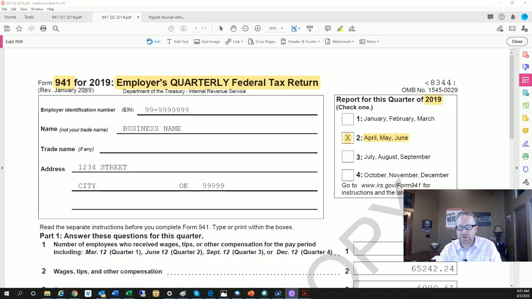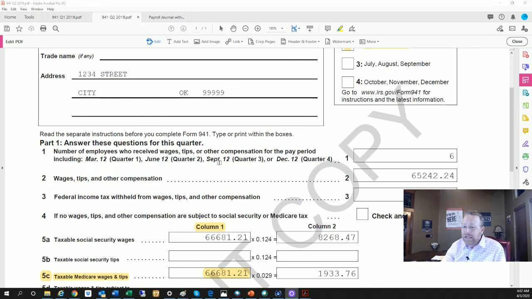Over here top left, 941, employer's quarterly federal tax return. Okay, so this is what gets filed with the IRS every quarter. And the reason that we want a wonderful payroll processing company like Alliant is that they do all this work. But what we're looking at here on the 941, you'll know what quarter it is because the box will be checked. So of course you know this is second quarter 19.